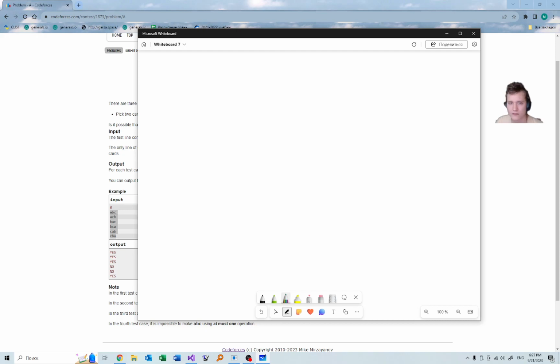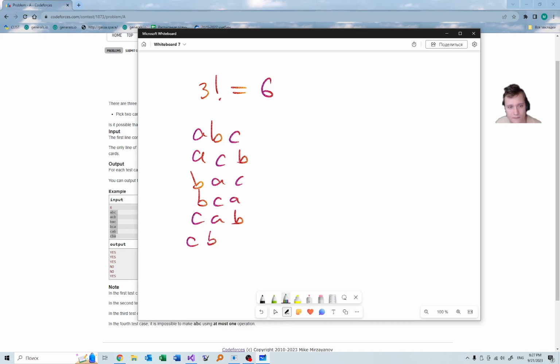Actually, there are only 3 factorial equals 6 permutations, which are ABC, which are listed here. I can write them here. So what you can do is you can actually read a string, check which one of these 6 it is, and for these 4 you print yes, and for this you print no.